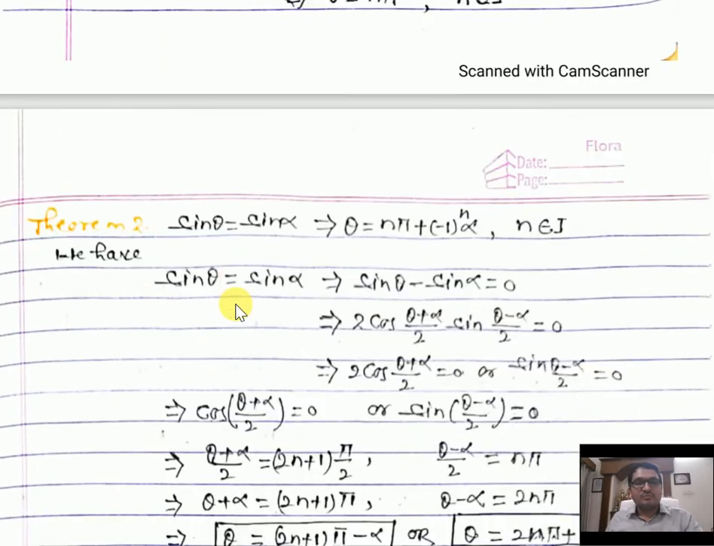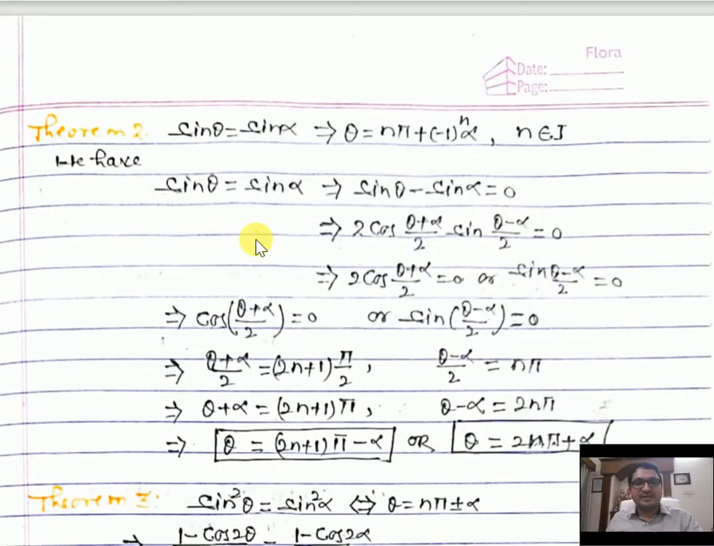Theorem 2: sin theta is equal to sin alpha. Then transpose sin alpha to the left hand side: sin theta minus sin alpha. Now apply the identity, sin c minus sin d, equals 2 cos (c plus d) by 2 sin (c minus d) by 2. So 2 cos (theta plus alpha) upon 2 equal to 0, and sin (theta minus alpha) upon 2 equal to 0. So cos (theta plus alpha) upon 2 equal to 0.